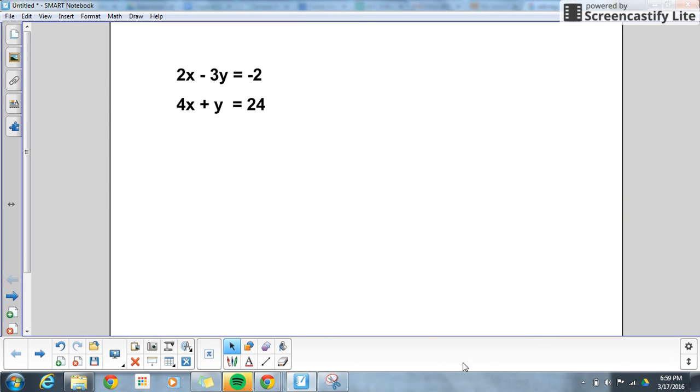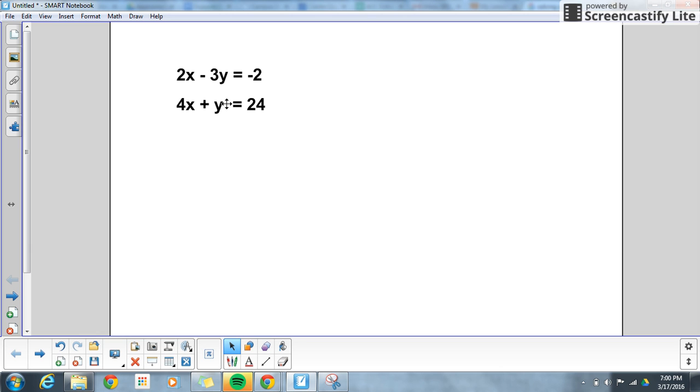All right, so today we're going to look at solving a system of equations by elimination when the variables don't cancel out. So if I add 2x and 4x, I get 6x. Those don't cancel, so that's not going to help me eliminate x. Let's consider y. A negative 3y plus a 1y. Will that cancel out? No.